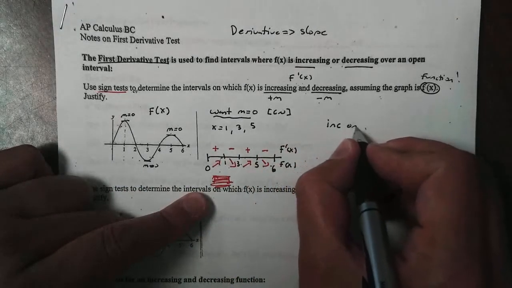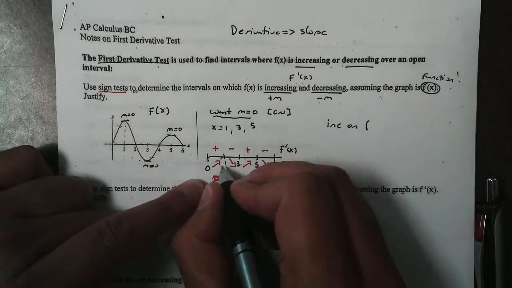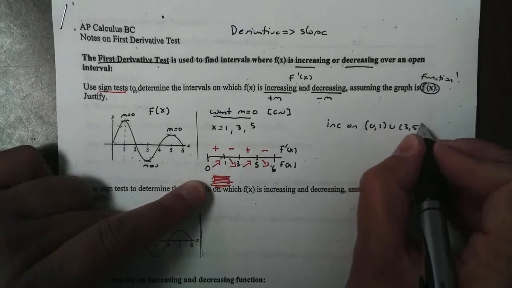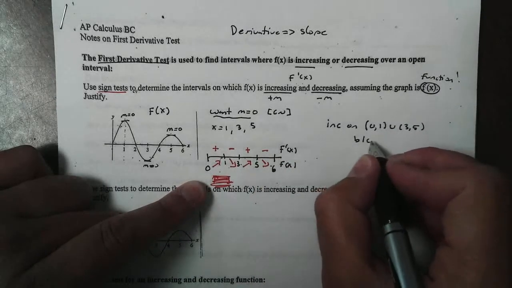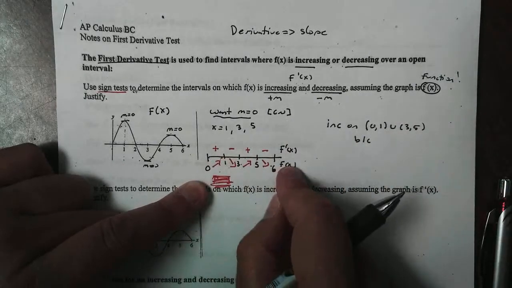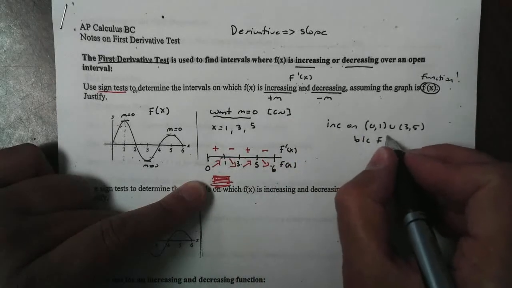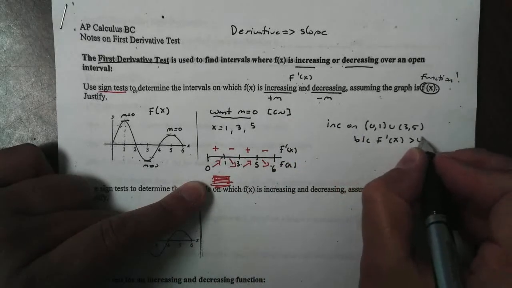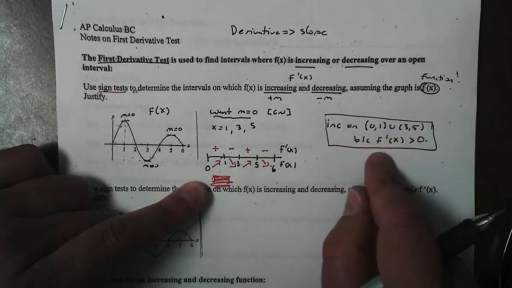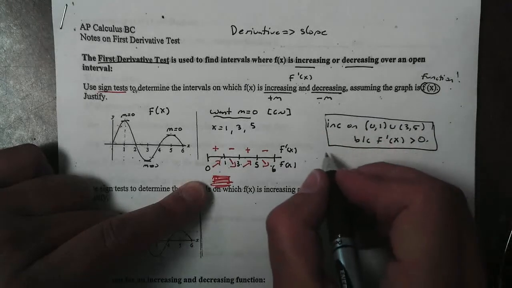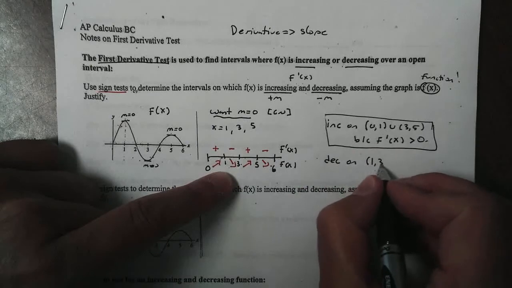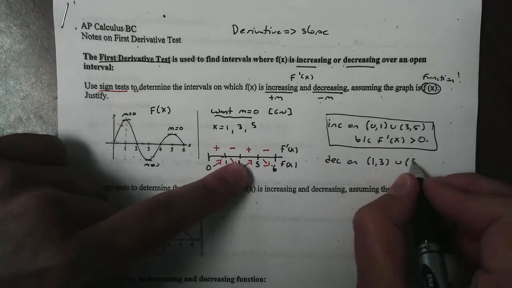The function is increasing on the domain where the slope is positive, 0 to 1, or 3 to 5. And we're going to put down the reason why. Because we don't say the slope is positive. You got to be specific. Because the derivative is greater than 0. In other words, that the slope is positive. Don't say the slope is positive. You have to nerd it up a little bit. Use f prime. The function is decreasing on between 1 and 3 and 5 and 6.